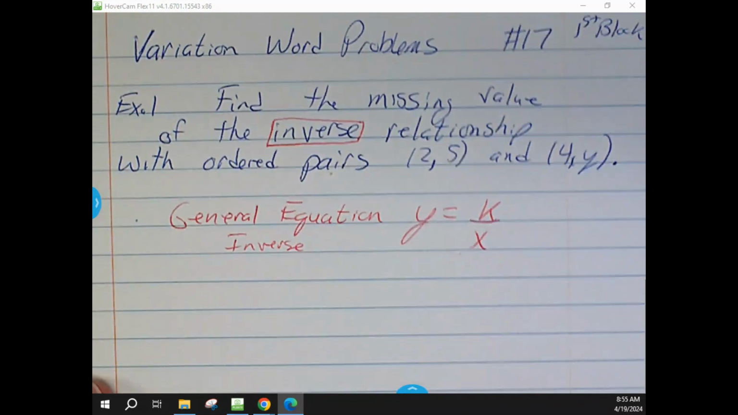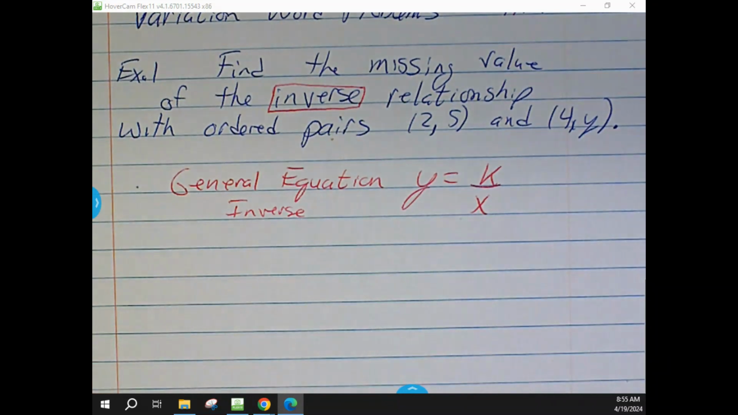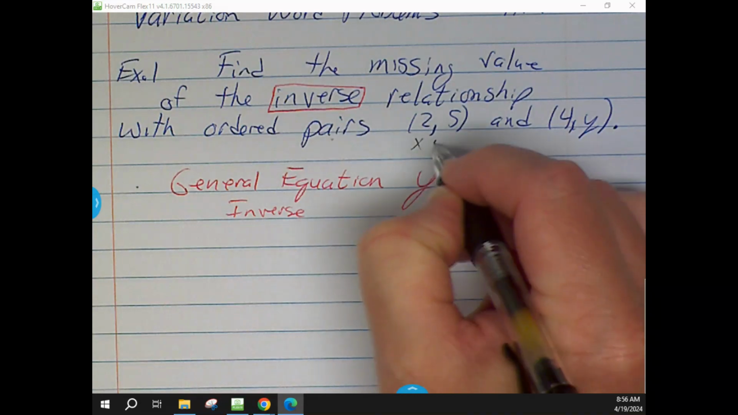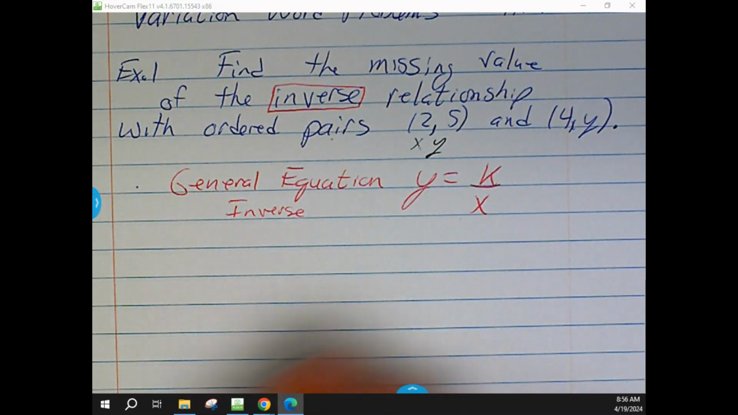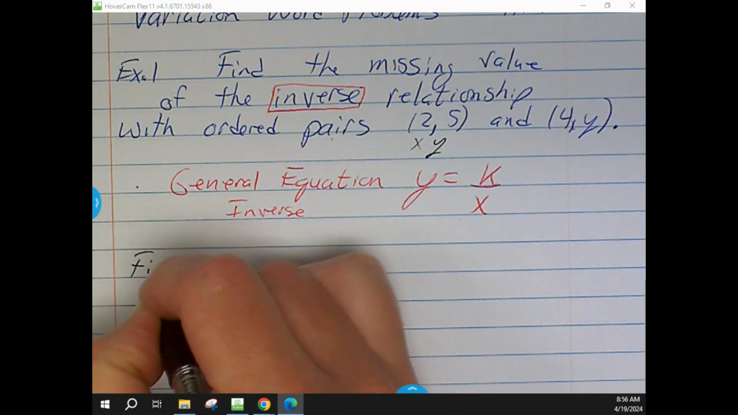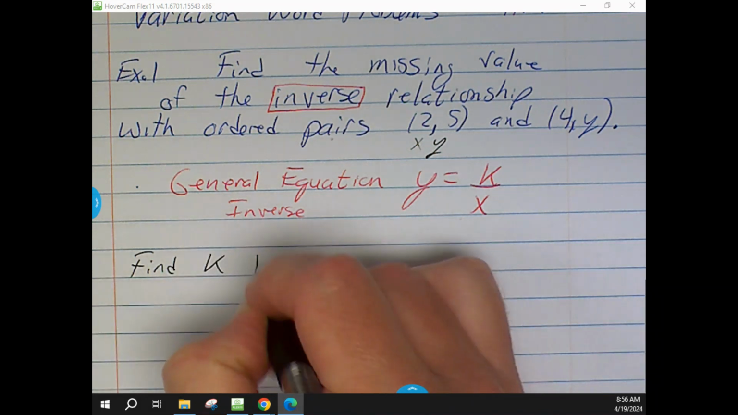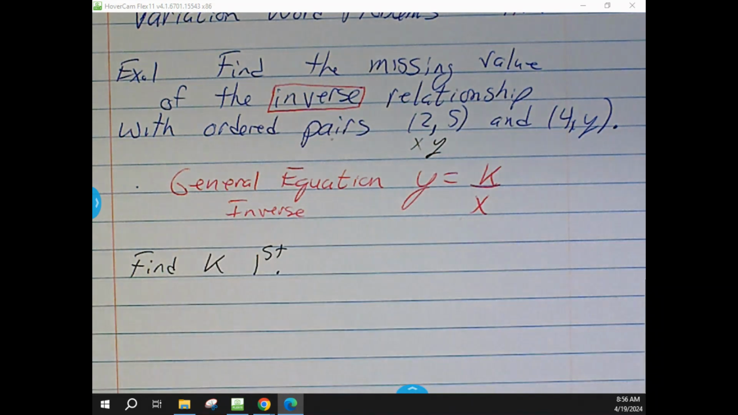Okay, so that's the first thing you have to figure out: what equation am I going to use? And that one you have to know, again, if it's inverse, it's y equals k over x. If it says direct relationship, then it's y equals k times x. In this case, it's inverse. So what we have to do then is this part. They give you an ordered pair here that's at 2, 5. This is your first x and y ordered pair. So you've got to find k. You've got to find your k value first.